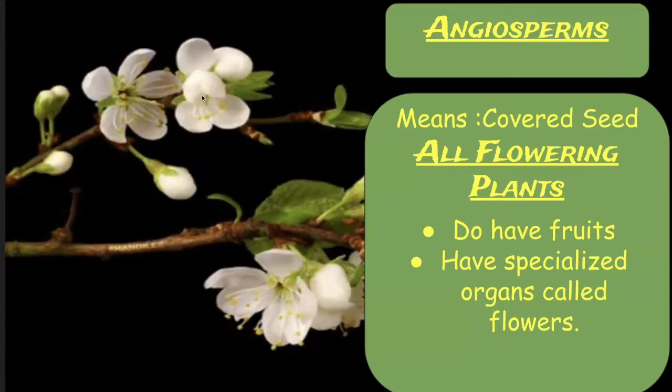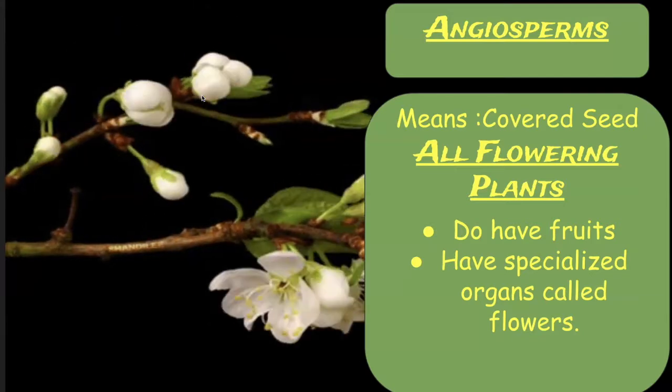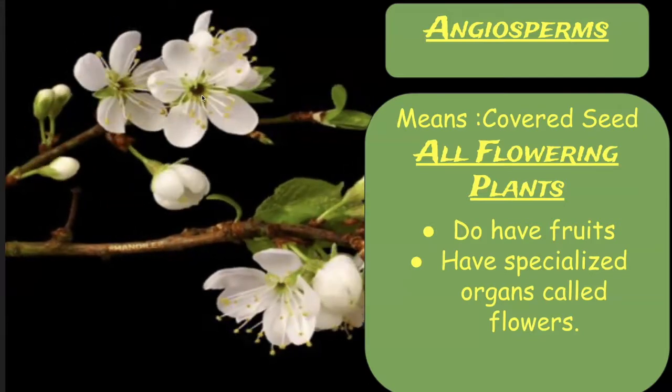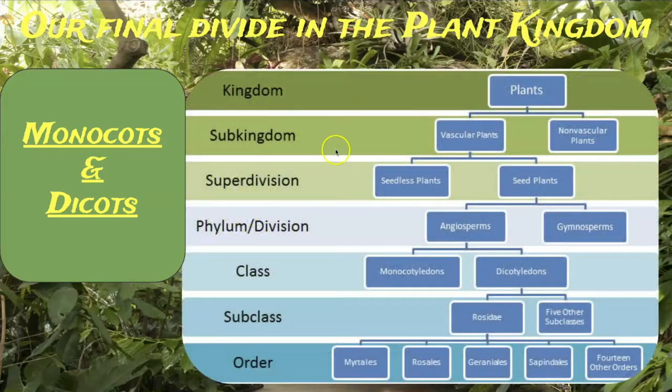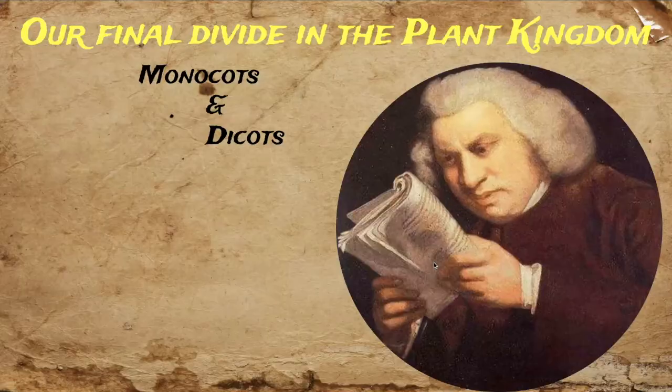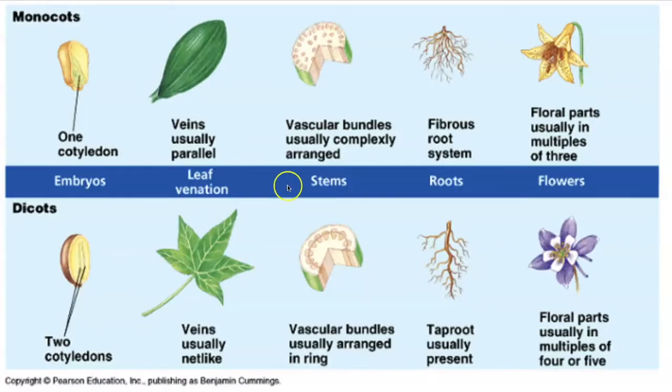And so we have one final divide between these angiosperms. There are different types of angiosperms, and they're divided into two groups, what are known as monocots and dicots, and this is as far as we're going to be going today. And these monocots and dicots, they are the last of our plant divisions.